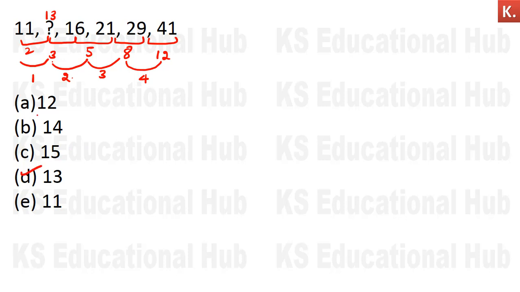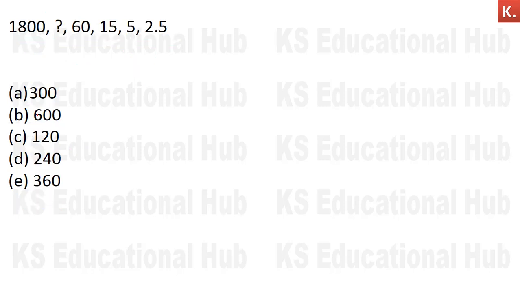The second question here is: 1800, question mark, 60, 15, 5, 2.5. See here friends, just to explain it, I'm going to reverse it, but you can do it either way. If I'm doing it in the exam, I'm not going to do it this way; I'm going to directly solve it. So, 2.5, 5, 15, 60, question mark and 1800.